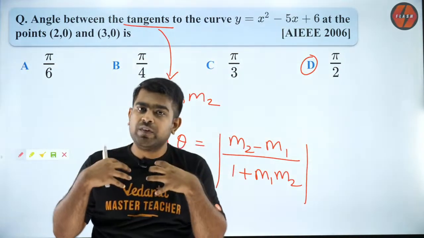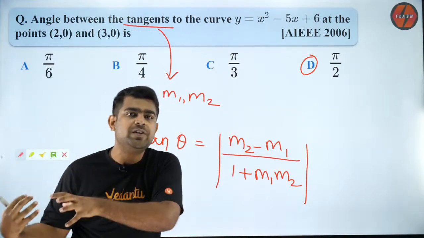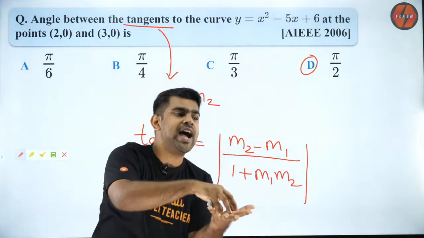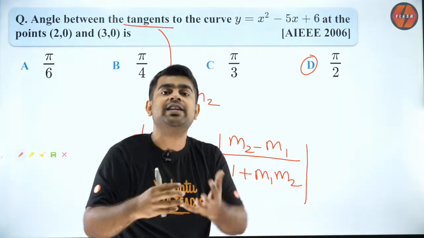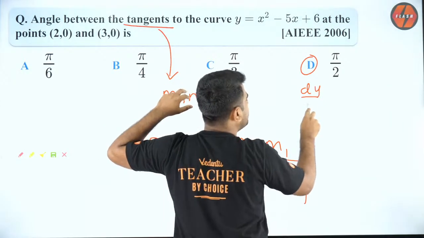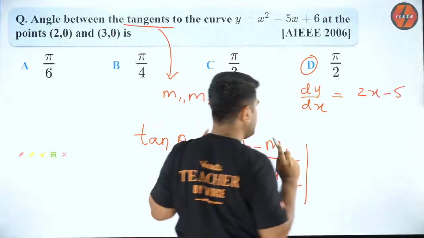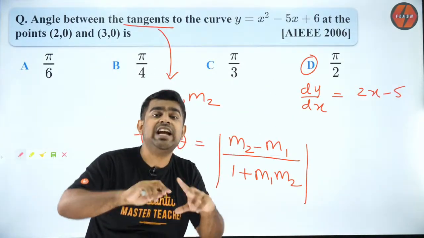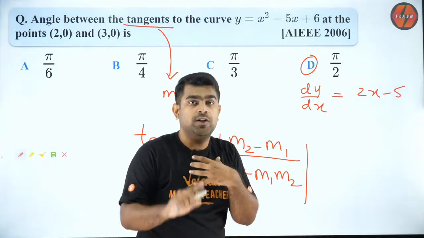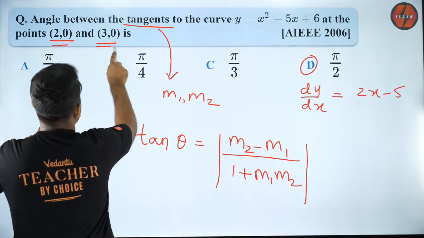That is where your AOD comes into picture. Because I know differentiation, and to find slope, I need to do something with differentiation. That is where your AOD jumps in. So it says that the slope of tangent is nothing but the derivative of whatever you have. So dy by dx is my slope. And what is that equal to? 2x minus 5. So this is the slope at any arbitrary point. But do I want at any point? No. I want at x equal to 2 and x equal to 3.